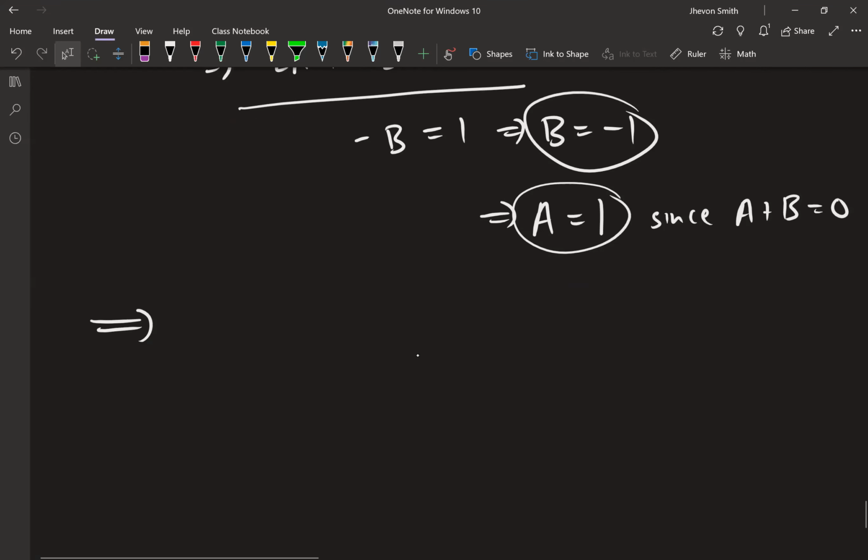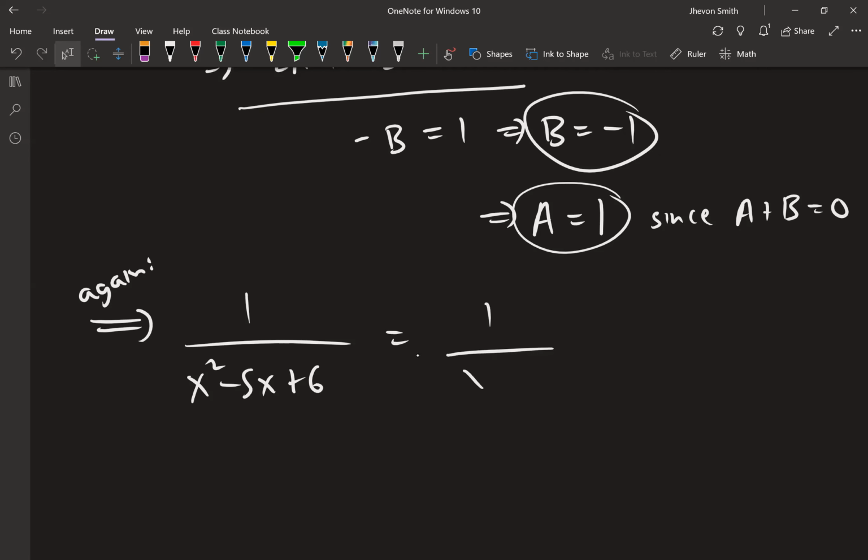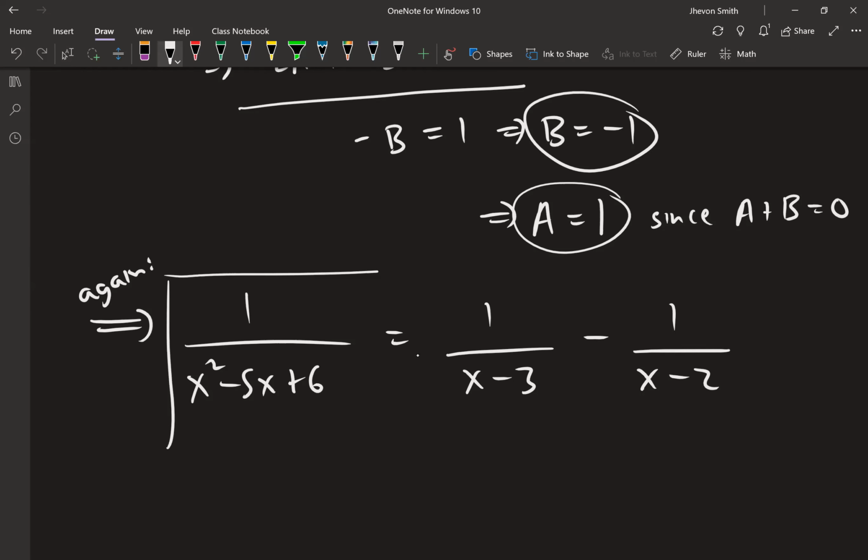And so again, we end up with 1 over x squared minus 5x plus 6 is 1 over x minus 3 minus 1 over x minus 2. And those guys are the partial fractions.